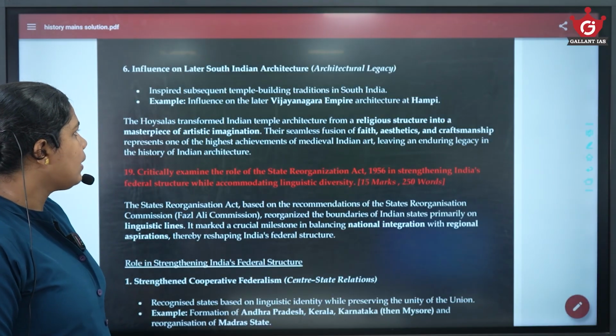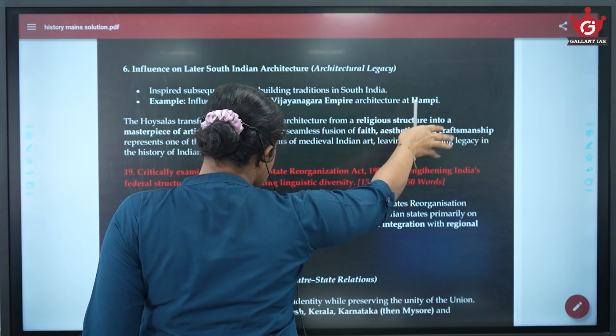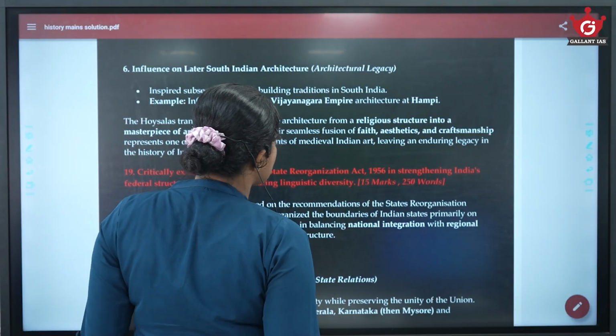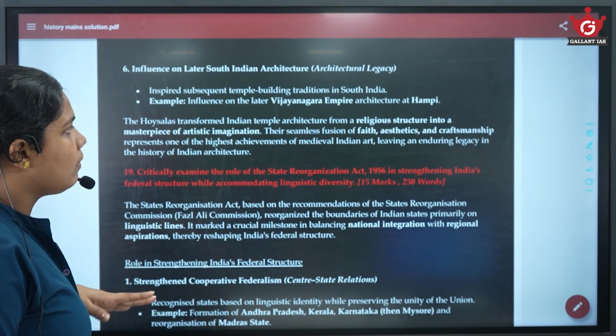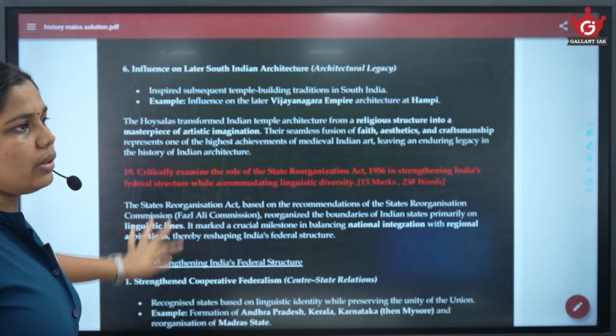So you can effectively conclude: the Hoysalas transformed Indian temple sculpture and architecture from a religious structure into a masterpiece of artistic imagination. Okay, their seamless fusion of faith, aesthetics, and craftsmanship represents one of the highest achievements of medieval Indian art, leaving an enduring legacy in the history of Indian architecture. It's a very good conclusion.